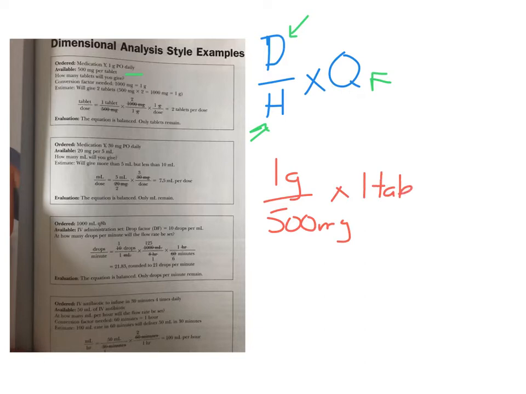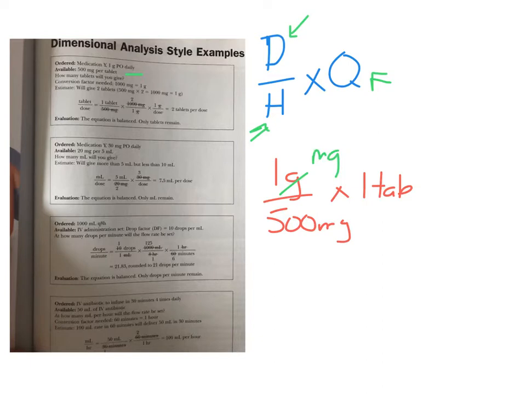Now, when I teach it, I tell everybody that you need to make sure D and H are the same unit because you want those units to cancel out, leaving you with the unit tabs, because that's what we want our answer to be. We want to know how many tablets we will give this person. So in order to convert grams and milligrams, I teach that you can just convert those grams into milligrams, and then they'd be the same.